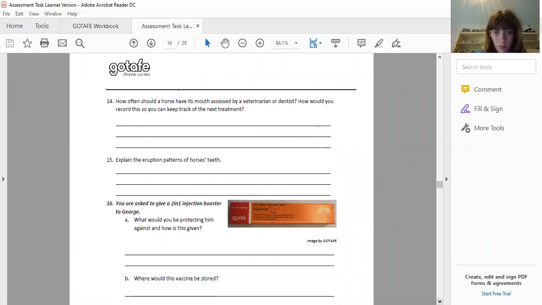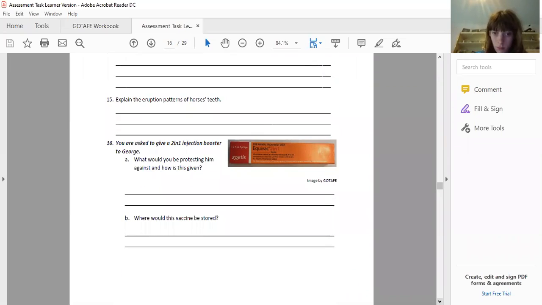14, how often should a horse have its mouth assessed by a vet or a dentist? And how would you record this so you can keep track of when they're next due to be assessed? 15, explain the eruption patterns of horses' teeth. So within your learner resource, it looks at the different stages and ages that the teeth come through, which teeth when, and that'll help to answer that question.